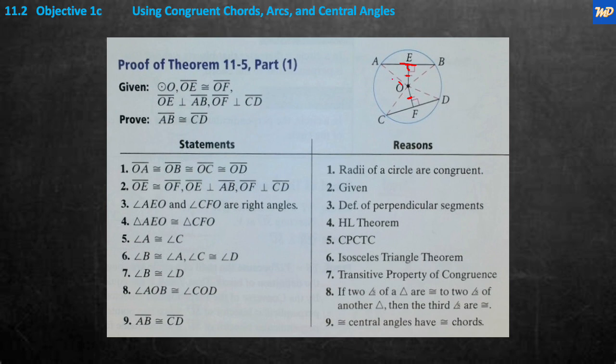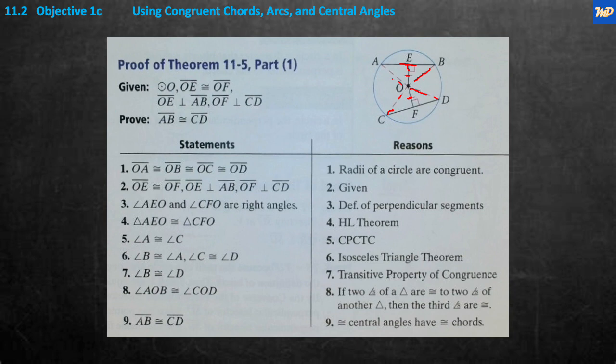OA and OB and OD and OC, they're all right here. OA, OB, OC, OD are all congruent because they are radii of the circle. Okay. OE is congruent to OF. They already told us that. It's given. And OE is perpendicular to AB, and OF is perpendicular to CD. That's the given stuff we read earlier.